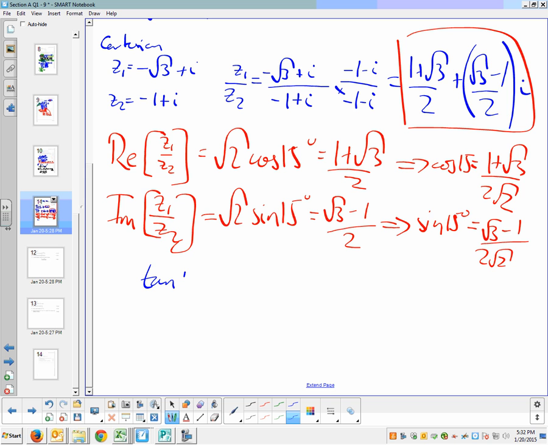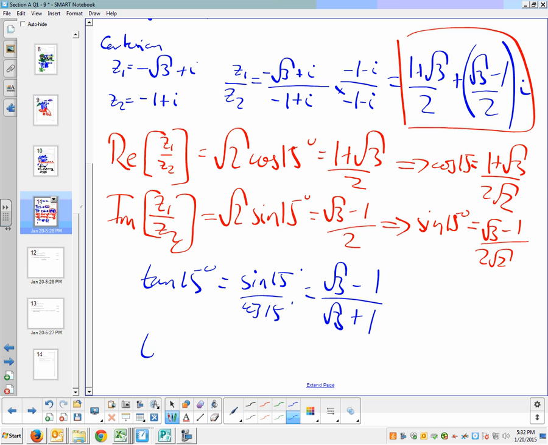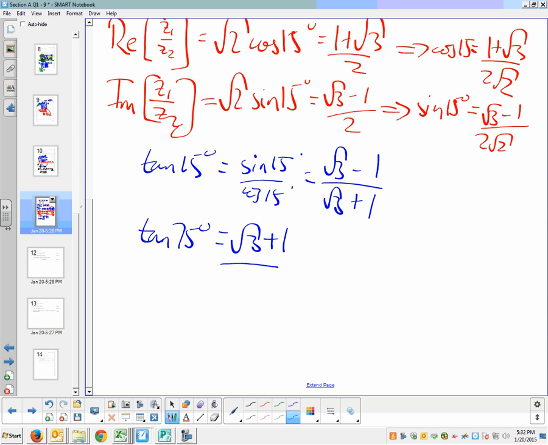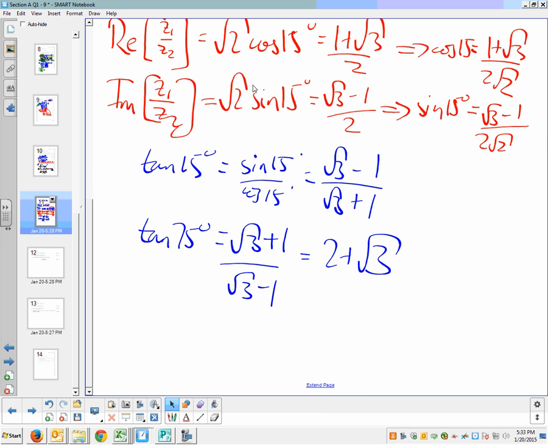Which means you can get tan 15 is sine over cos, is (root 3 minus 1) over (root 3 plus 1), which means tan 75 is the reciprocal of that. And then again you rationalize it, and once you've rationalized it you get 2 plus root 3. So that's a very brief overview of how to do that question.